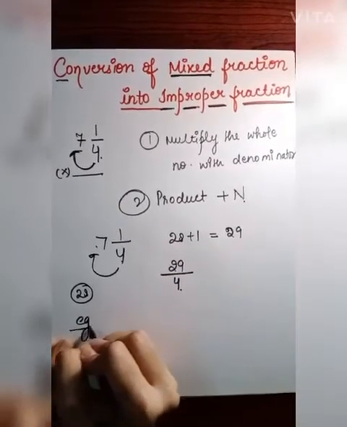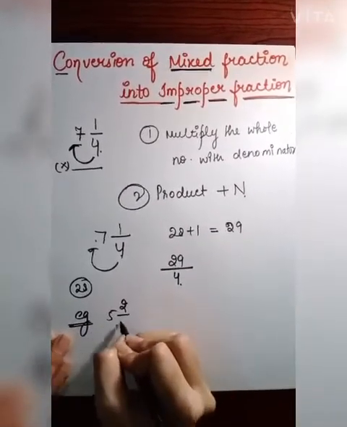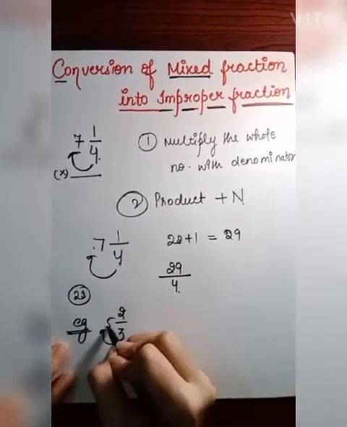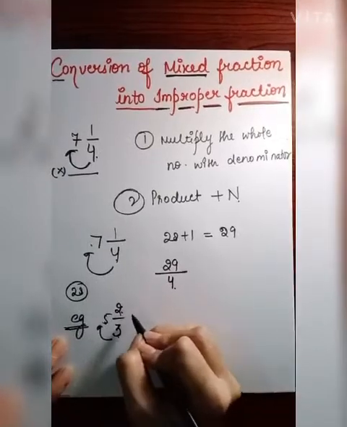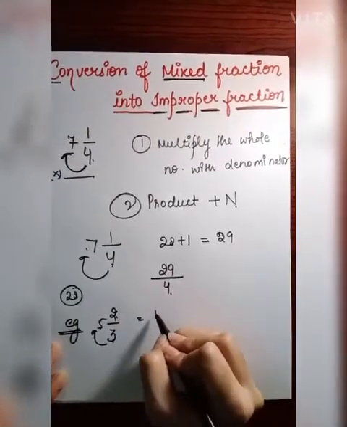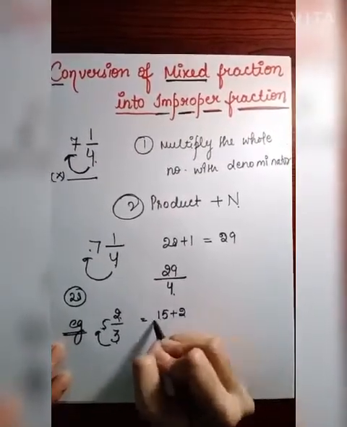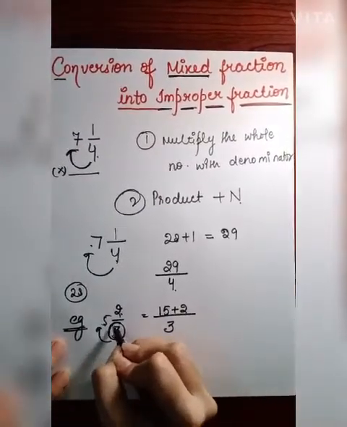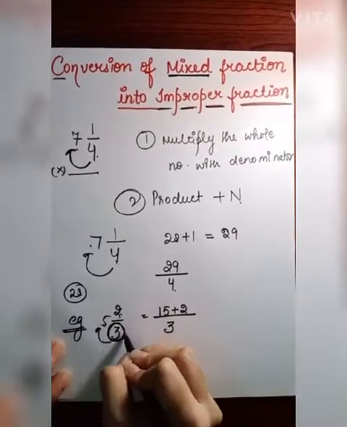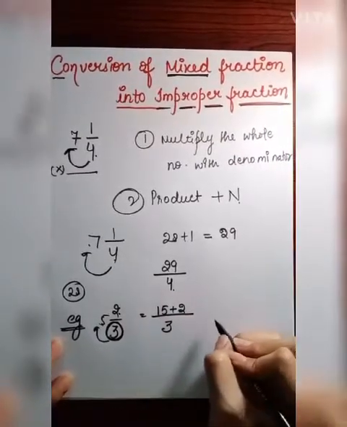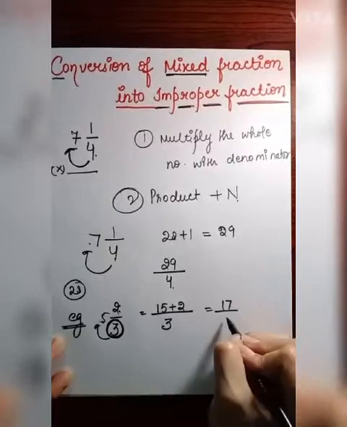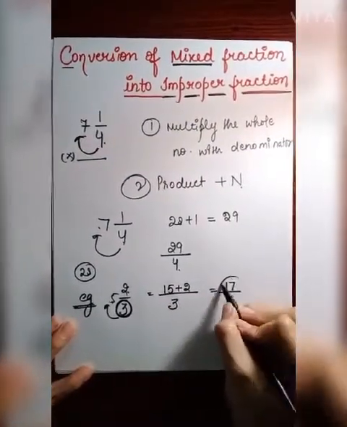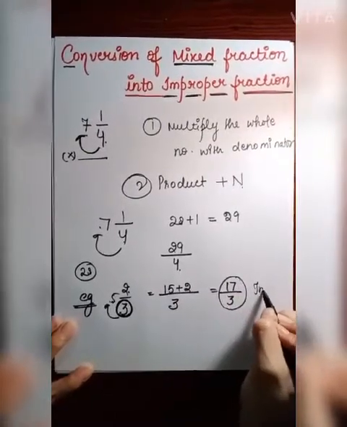Let's see another example. 5 whole 2 upon 3. We will first multiply 3 with the 5. It is 15. And then we will add 2 to the 15. This is 15 plus 2 upon 3. Our denominator will not change. Denominator will remain the same after conversion also. So this is 17 upon 3. Here we can see that the final answer is an improper fraction.